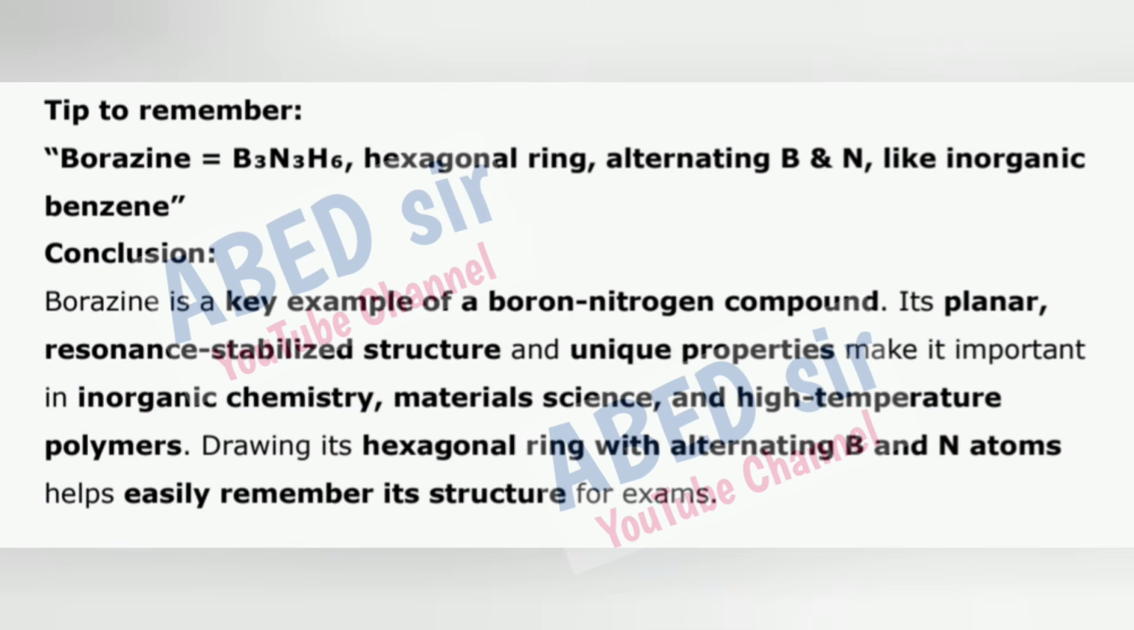Conclusion. Borazine is a key example of a boron-nitrogen compound. Its planar, resonance-stabilized structure and unique properties make it important in inorganic chemistry, materials science, and high-temperature polymers. Drawing its hexagonal ring with alternating B and N atoms helps easily remember its structure for exams.